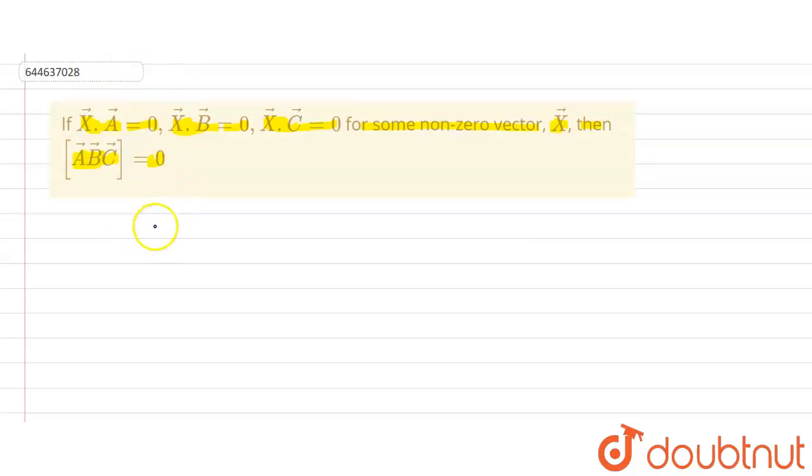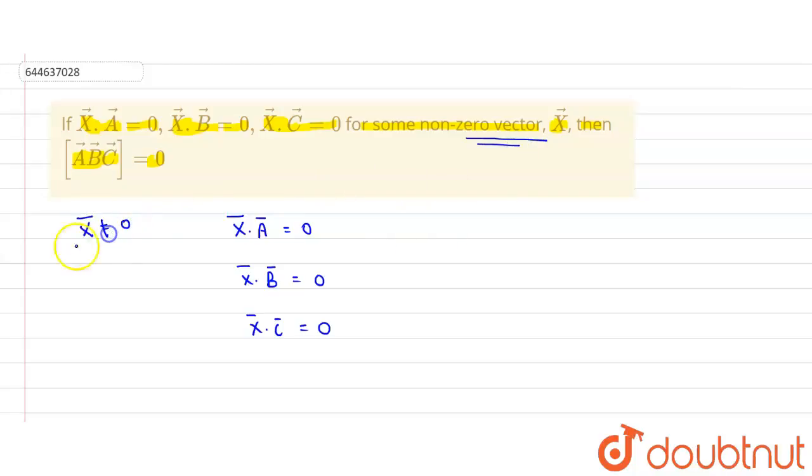So three conditions are given, let me write those three conditions: the dot product of x vector and a vector is 0, the dot product of x with b vector is also 0, and the dot product of x and c vector is also equal to 0. This is the condition given to us in the question, and it is also specially mentioned that x is non-zero, so let me write here vector x is not equal to 0.